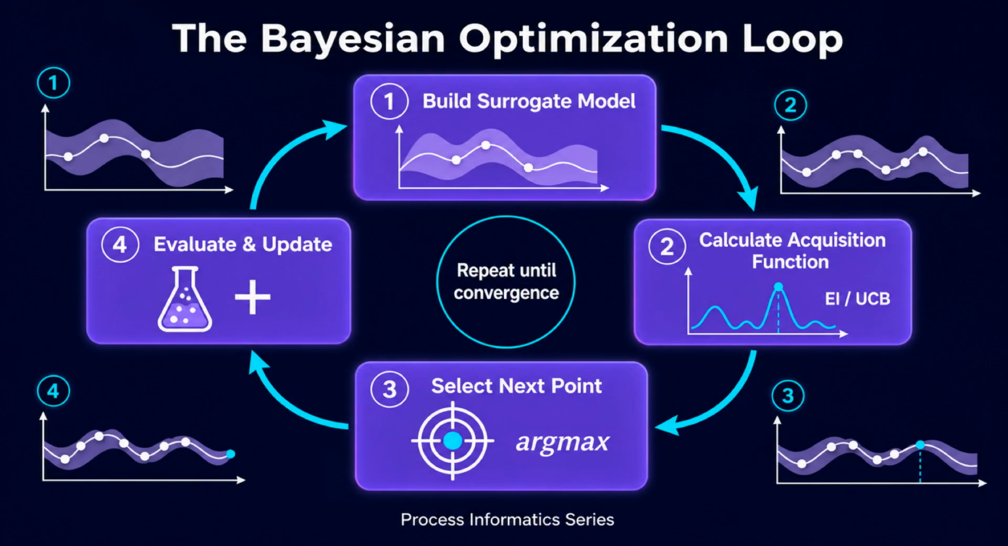Bayesian optimization follows a four-step loop. First, we build a surrogate model, typically a Gaussian process, to approximate the objective function from our observations. Second, we calculate an acquisition function that quantifies how promising each potential point is. Third, we select the next point by maximizing this acquisition function. Finally, we evaluate the objective function at this new point and update our model. This loop continues until we converge or exhaust our evaluation budget.